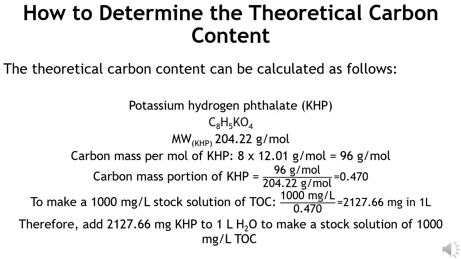So to make 8000 mg per liter stock solution of TOC using KHP, you would divide 8000 mg per liter by the carbon ratio. Therefore, add 2127.66 mg of KHP to 1 liter water to make a stock solution of 1000 mg per liter TOC.